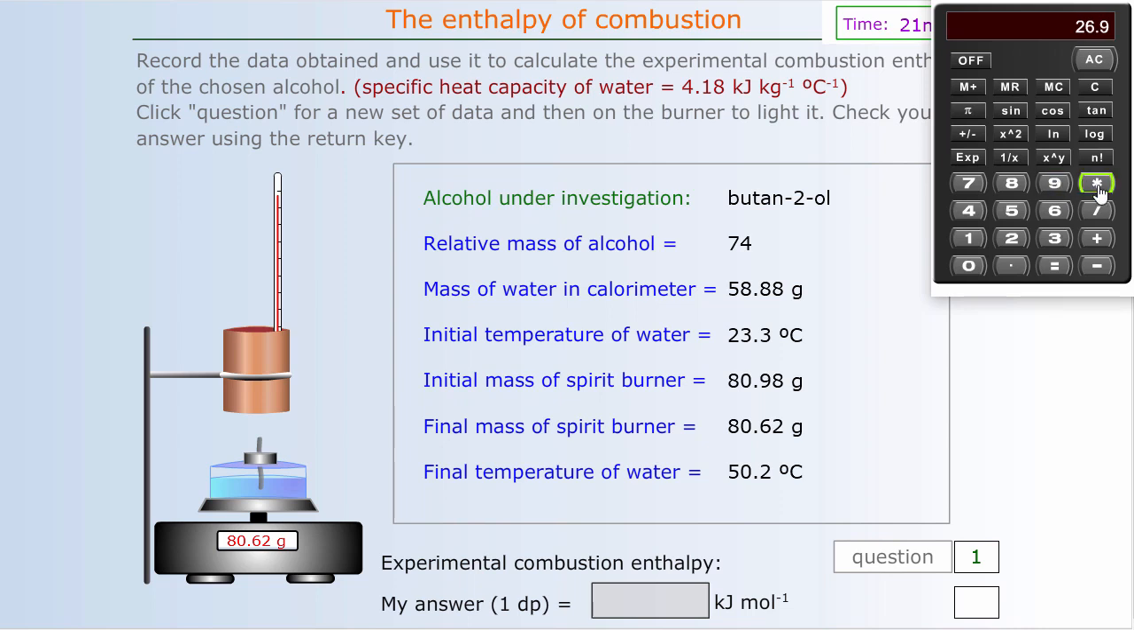26.9 times 4.18 times the mass, which is 0.05888, and this gives us our energy in kilojoules. Now this is no good for us as it is. We need it per mole because the enthalpy of combustion is given per mole, so we need to divide by the number of moles. Now the number of moles would be the mass of the spirit burner.